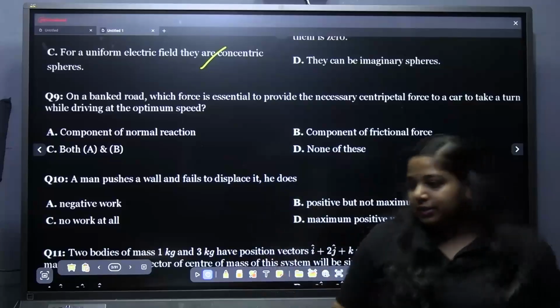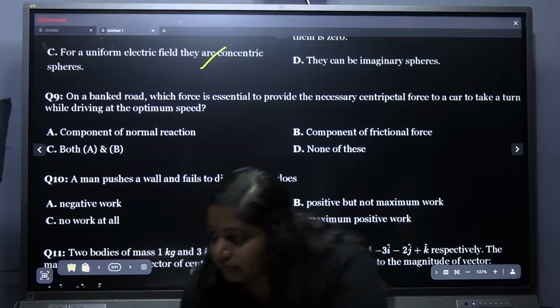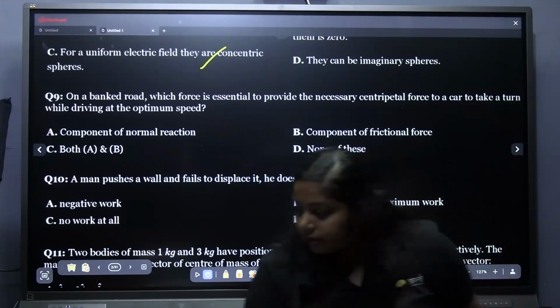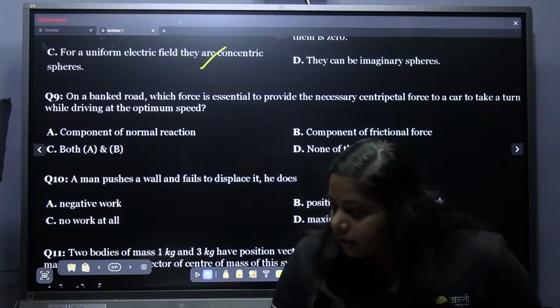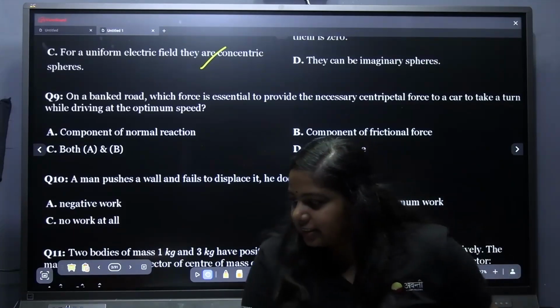Our next chapter... the screen is not visible. Is it for all? Screen visibility. Yeah, hello? You guys can see the screen or not?